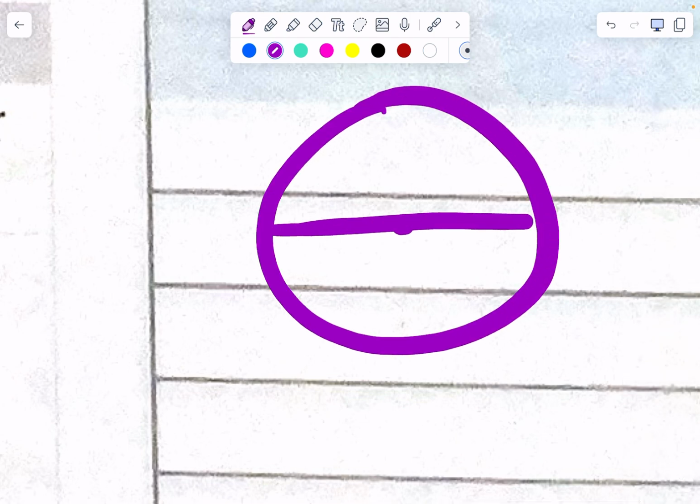Let's say I have my T going across here, and let's say my chord looks like this. Is this the same as this? Obviously not, right? But what is the same? This and this are the same, only if that's making a 90-degree angle.